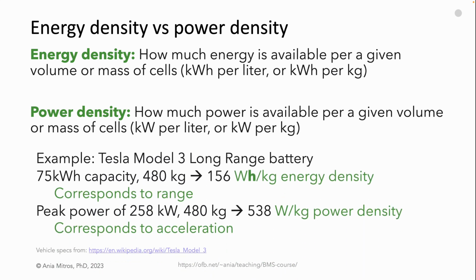For a vehicle, the energy density determines the range, while the power density determines the acceleration. For example, for a Tesla Model 3 long-range battery, we can calculate the energy density from the battery capacity and weight, and calculate the power density from the vehicle's peak power and the battery weight. Note the different units: watt-hours per kilogram and watts per kilogram.